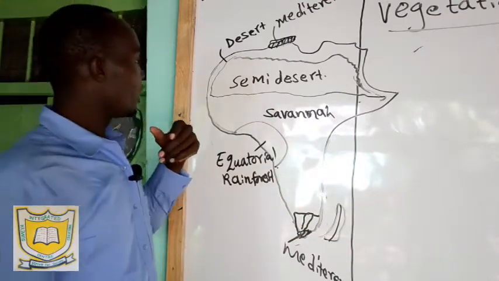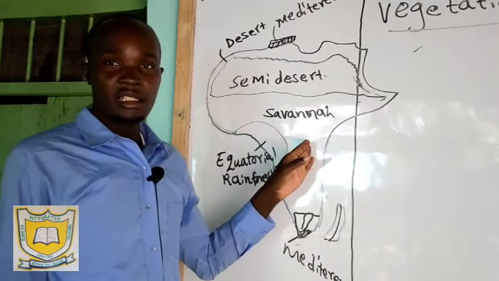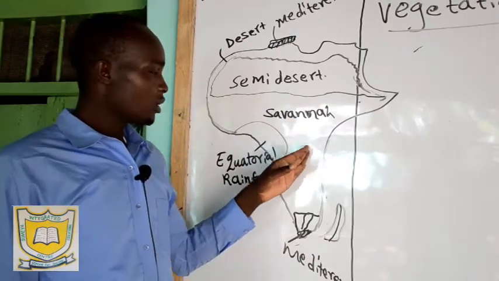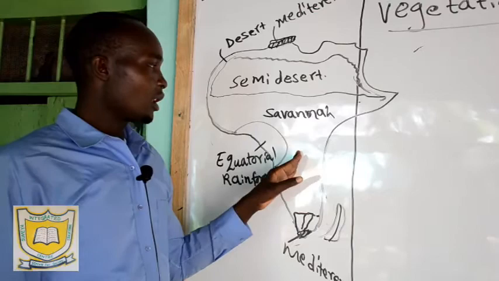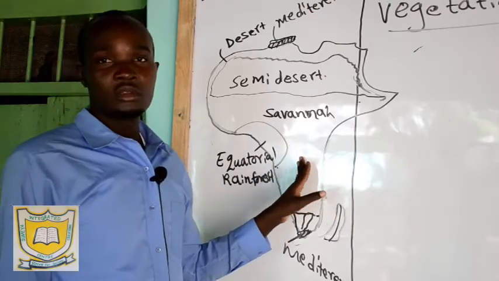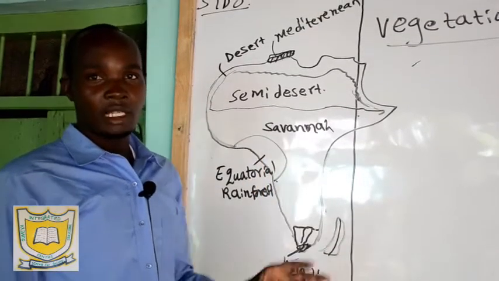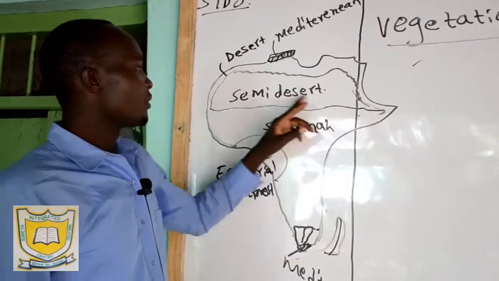And then we have savanna. Savanna is the largest vegetation zone in Africa. You'll find it is here. Another name for savanna is tropical. So we have savanna grassland, then we have savanna woodland. Then this is a semi-desert area.